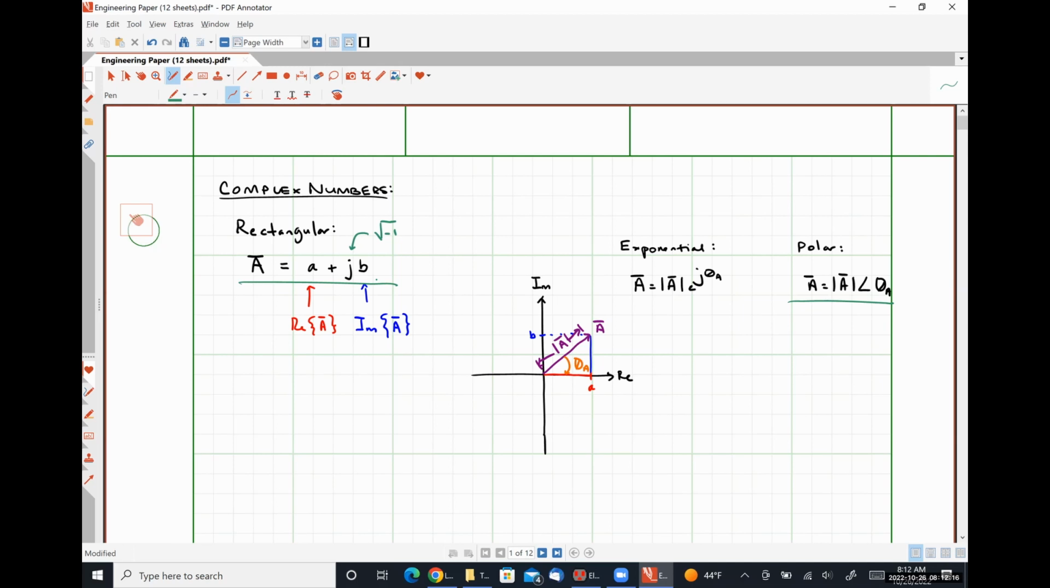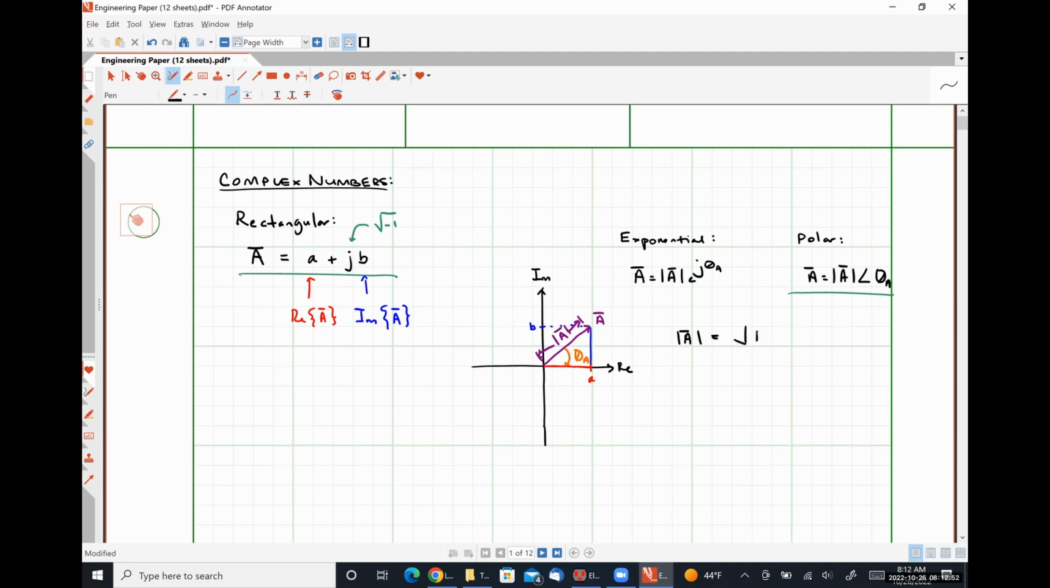All right, so let's talk about how we can go back and forth between these different formulations. All right. So if we want to convert a rectangular form to polar, what would the magnitude of our complex number A be? Anybody have any thoughts? Exactly right. Just good old Pythagorean theorem because it's a right triangle. So the magnitude of a complex number is always the real part squared plus the imaginary part squared, which for this particular complex number is going to be the square root of a squared plus b squared. 100% correct.